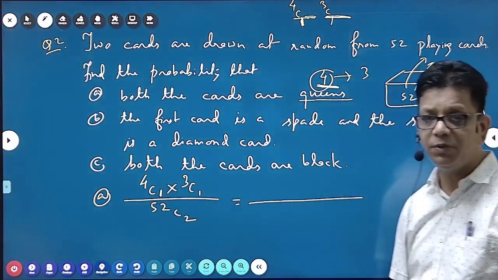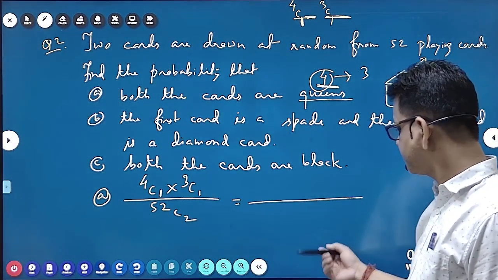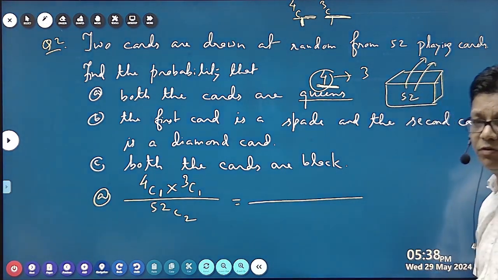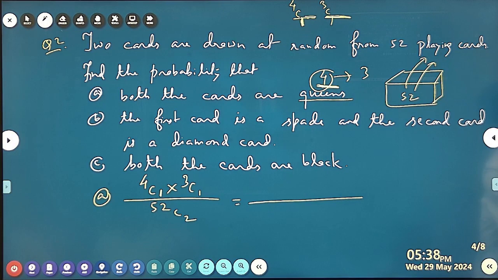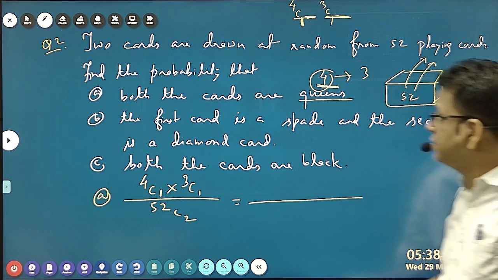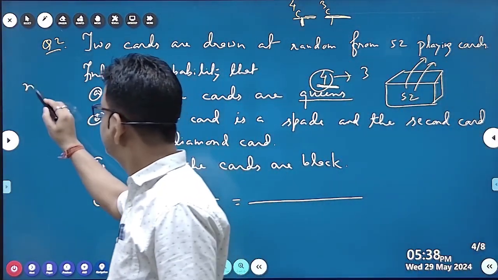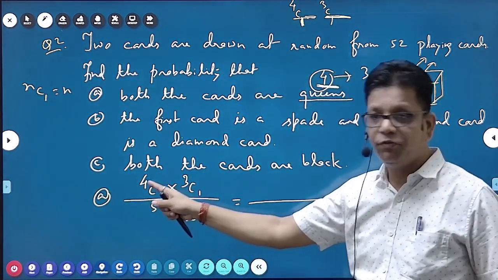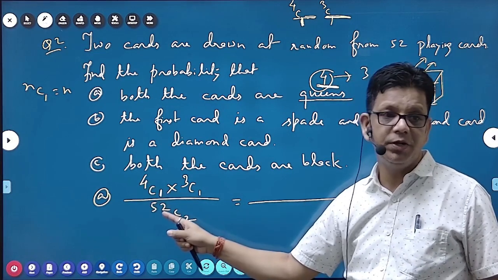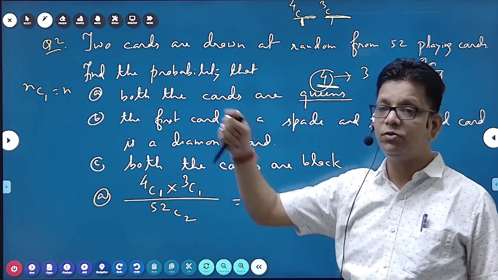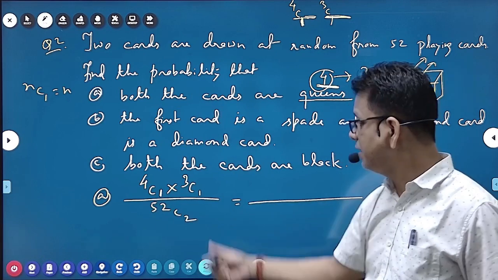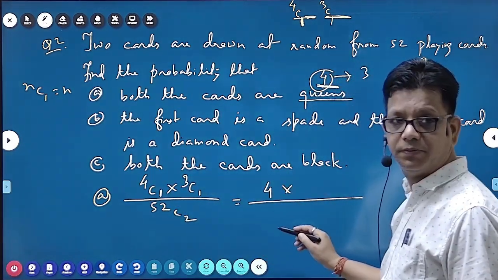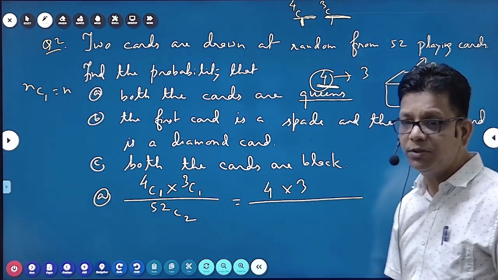And 4C1, can you say that? 4C1, any idea, anybody? There is a direct formula also. NC1 is N. So actually, why it is 4, then 4 minus 1 will be how much? 3. 3, 2, 1 will get cancelled. So directly let us write NC1 is N, so 4C1 is 4. 3C1 is 3. And this one you have to find out how?